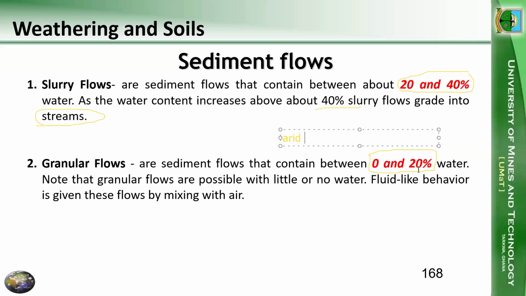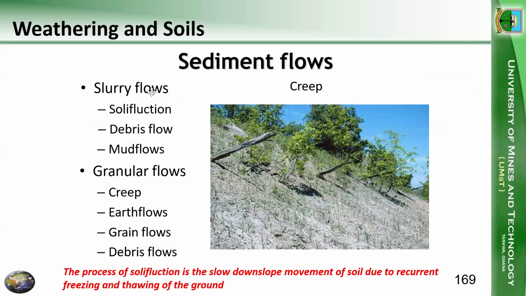Between 0 and 20% water, we have granular flow. And between 20 and 40% water, we have what we call slurry flows. Typical examples of slurry flows include solifluction. The process of solifluction is the downslope movement of soil due to recurrent freezing and thawing. That is more like in the case of the temperate zones. You could also have debris flow and mud flows. These are typical examples of slurry flows.